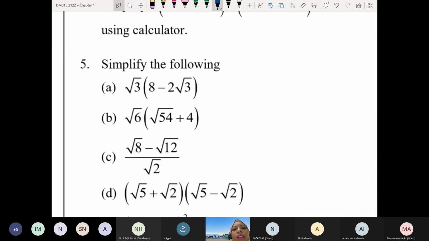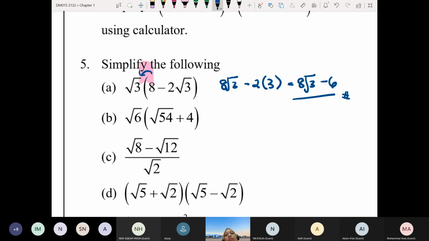Okay, 5A, you expand sahaja. So dapat 8 root 3 minus 2 root 3 dengan root 3 dapat 3. So answer is 8 root 3 minus 6. That's it. Senang sangat ni, tak mencabar langsung. Biar betul you tanya soalan ini.